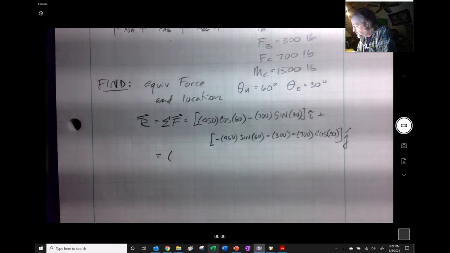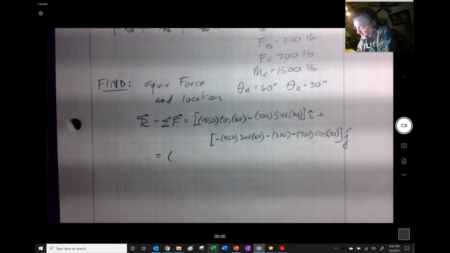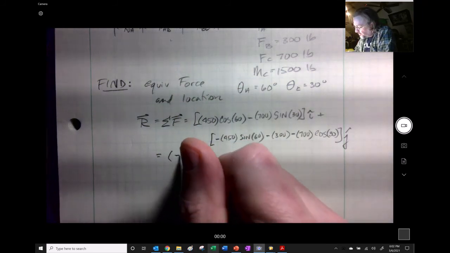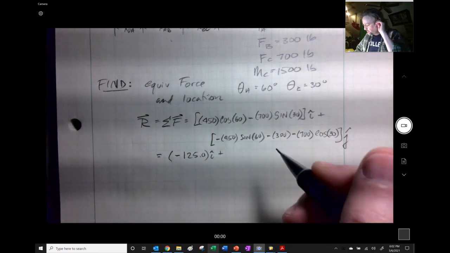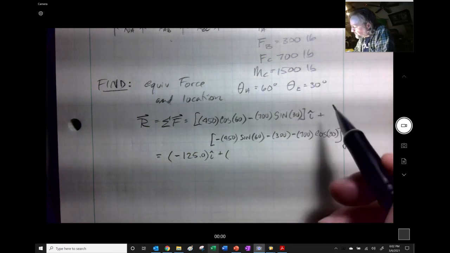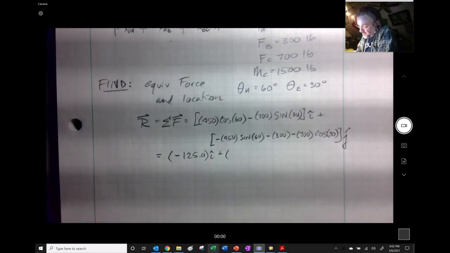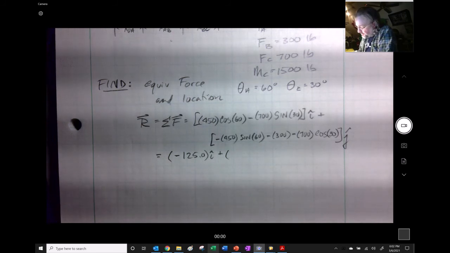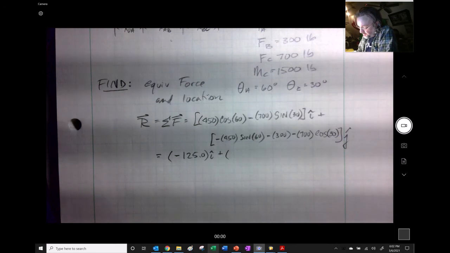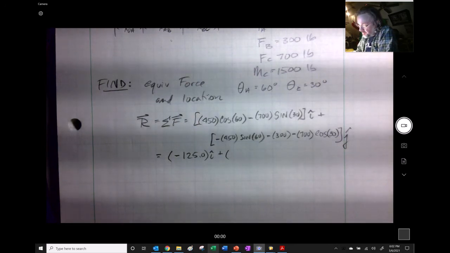Cosine times, alright, and then sine of 30, yeah, from 700 minus, whoops, I was dumb, 700. So we get a minus 125 i plus, let's see, 450 times the sine of 60, and the 300, and then 700, and doing the cosine here.